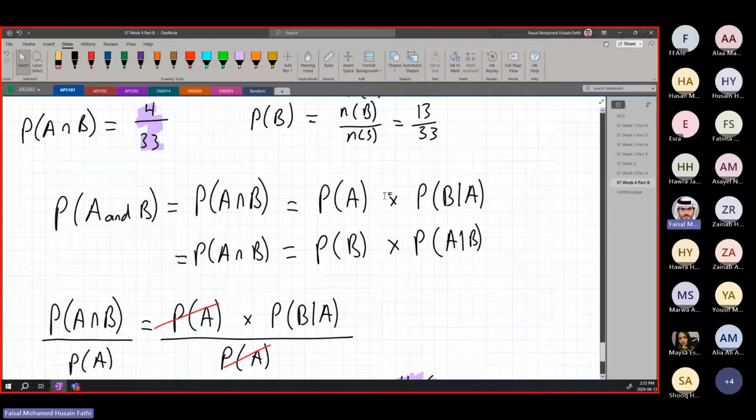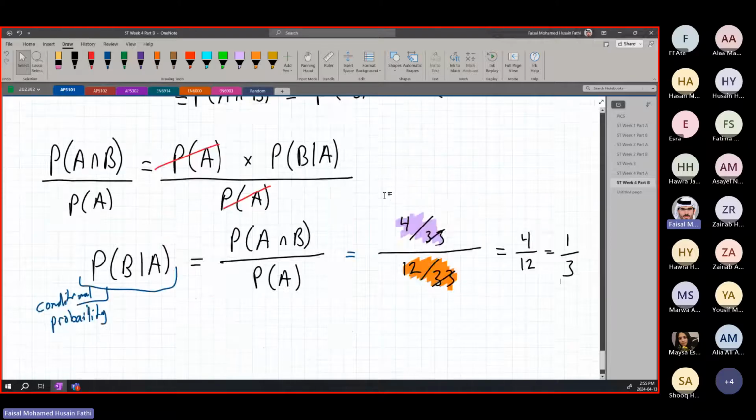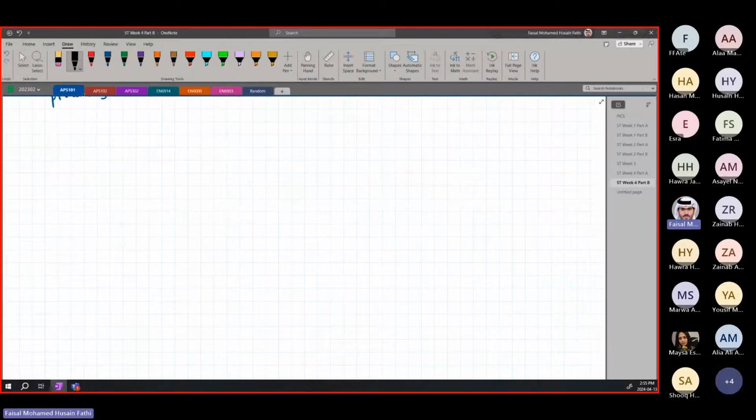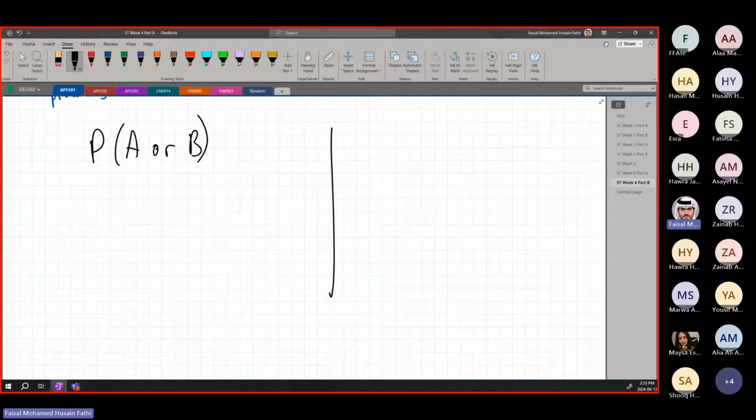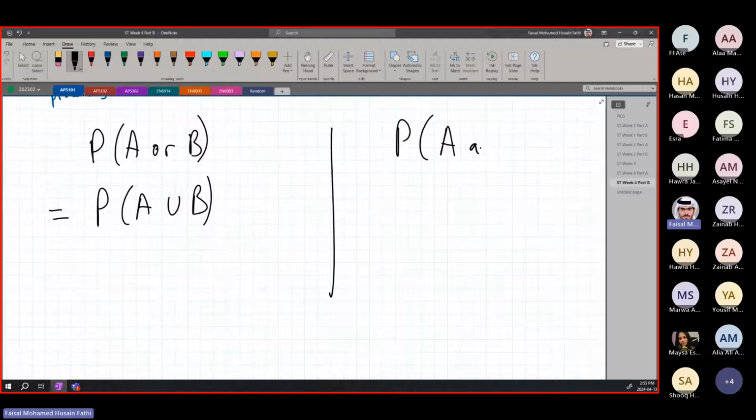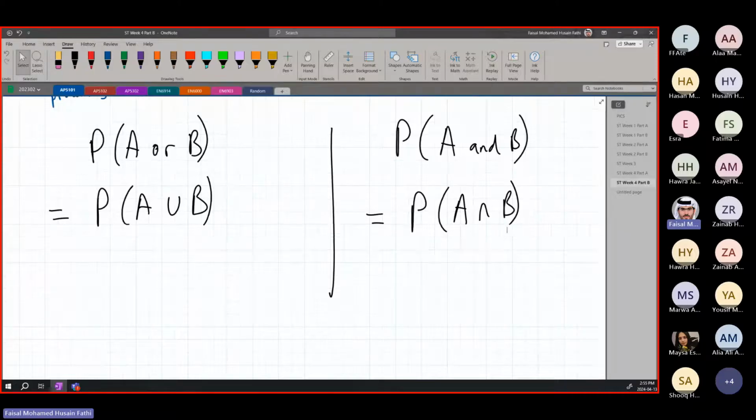What is the difference between P of A and B, P of A or B, and P of A union B? First, we have P of A or B. This is simply equal to P of A union B. These are the same thing, okay? Then we have P of A and B. This is equal to P of A intersection B. This is the first thing you need to know. Or and union is the same thing, and and intersection is the same thing.